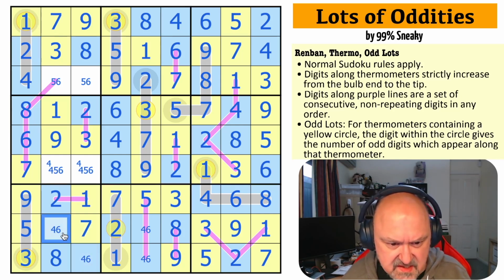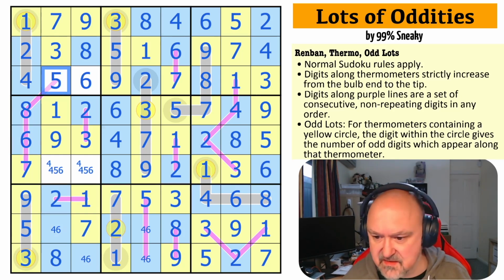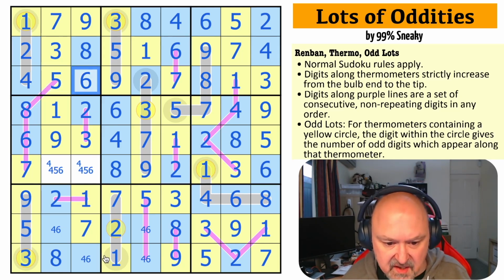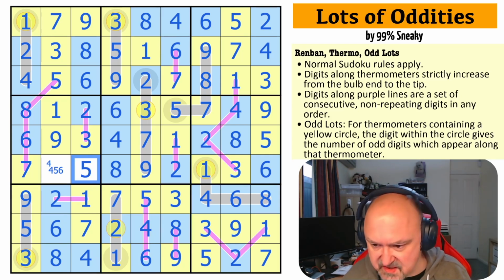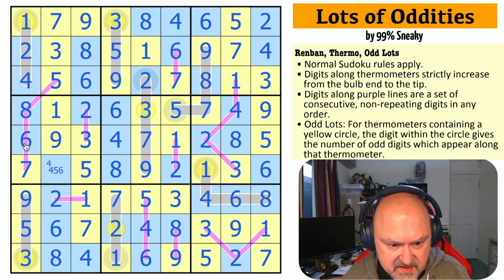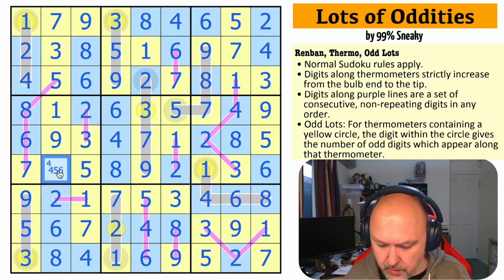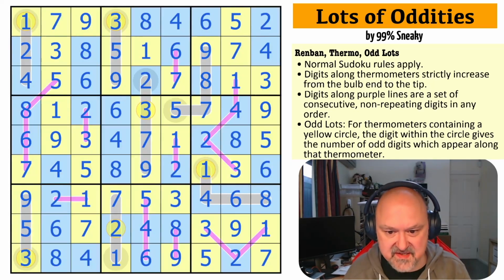So 4, 6, 4, 6. Oh, the 6 here, it can't repeat the digit. That's the 5, that's the 6. That would possibly have been a simpler way of doing it, but I'm not going to roll back and check. The 6 looks down here, making that 4, which makes that 6, which looks across, making that 4. Don't make a typo. This can't be 4 or 6, so this is the 5, which is the last odd digit. This is an even digit, and it's not 4. This is the 4. And that is the solution to Lots of Oddities by 99% Sneaky.